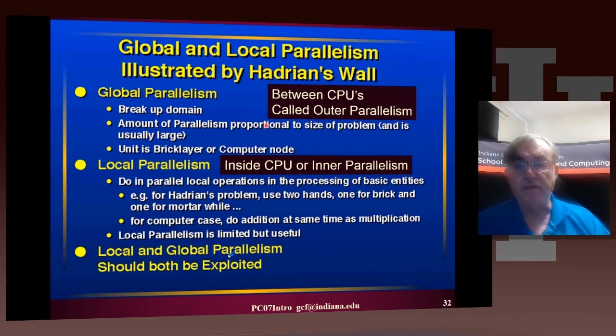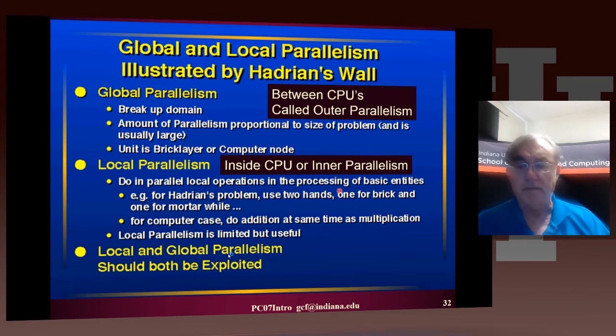We also note various forms of parallelism. The parallelism I stressed is so-called global parallelism, where we break up the domain and assign different actual regions of the wall to different masons. And the parallelism is proportional to the size of the problem. Typically for big data, we have lots of parallelism. And the unit assigned to that parallelism is the mason or the computer node.